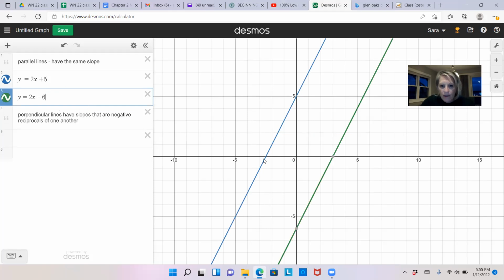So notice that they have the same slope, meaning that they move and grow. In this case, they grow because they have a positive slope. Their slope is 2, but their slope moves and grows at the same rate.